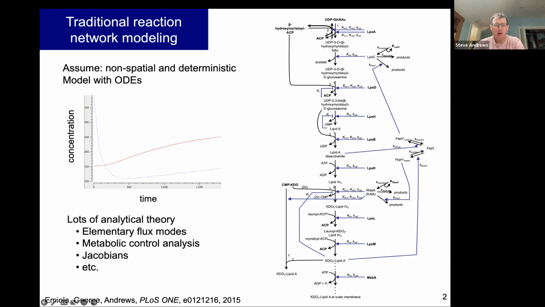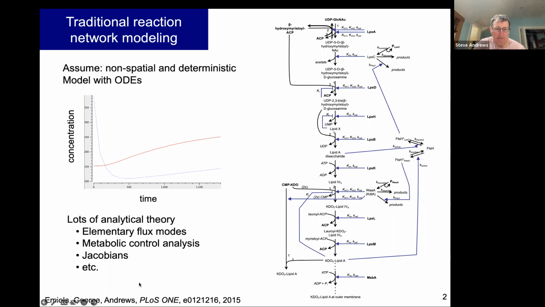So traditional modeling is non-spatial and deterministic. You have, for example, some reaction network, like this metabolic reaction network in E. coli, and you track the concentrations of each species as a function of time. So it's ODEs, equations, and then here's concentrations as a function of time. And that's a great approach in lots of ways, like we know from Roadrunner and Tellurium.